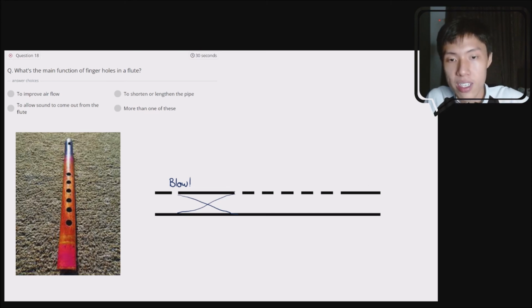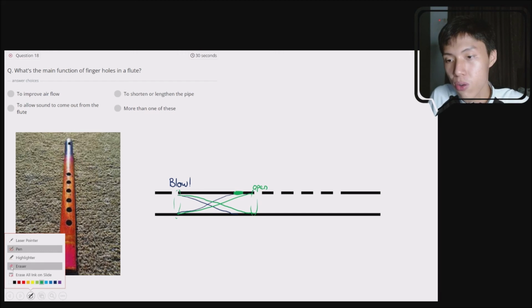But let's say today if you close the first finger hole, what will happen is you produce a standing wave that looks like this. Because now it's open here. So you form both ends. The one end is here, the other end will be here. That is what happens if you close the first finger hole. And let's bring it slightly further.